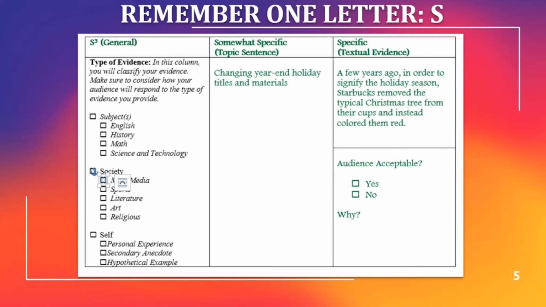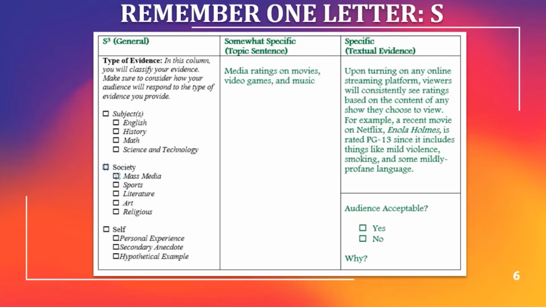They could talk about personal experience, secondary anecdotes, and at all costs, I ask them not to use hypotheticals, but sometimes they just do. And so when we think about the prompt that we're looking at, if we're talking about movie ratings, I actually have an example here of me picking evidence for a movie rating where I've got society, this is mass media, and I listed it as somewhat specific. And I said media ratings. So on yours, you put ratings. I said media ratings on movies, video games, and music.